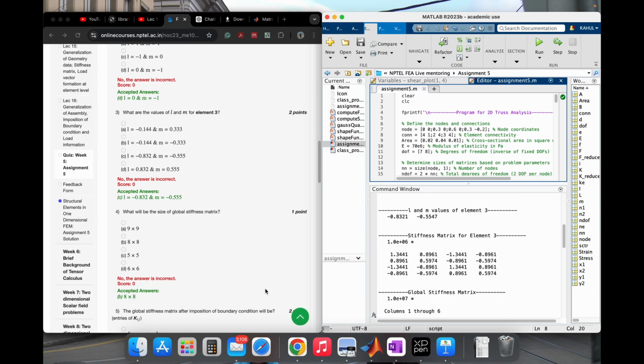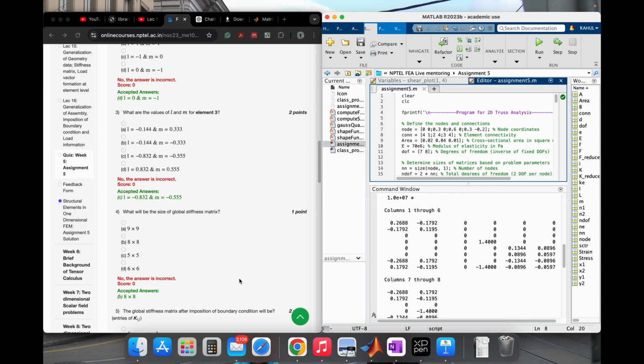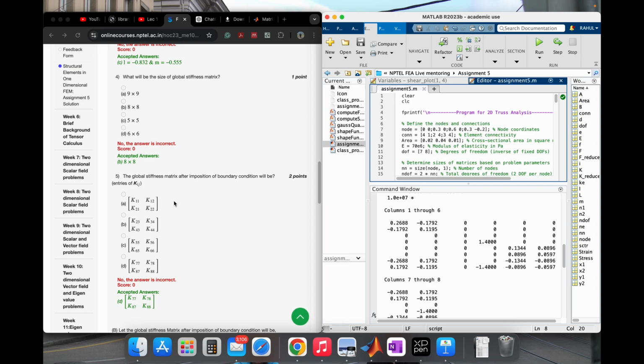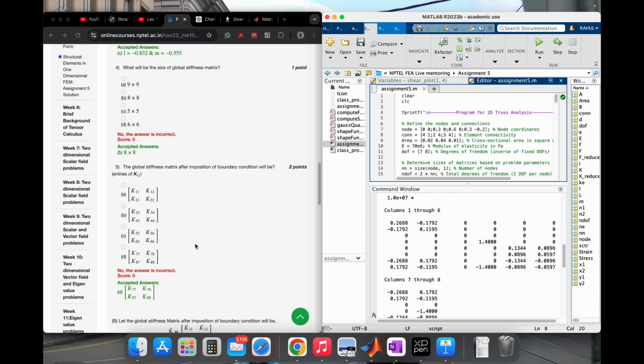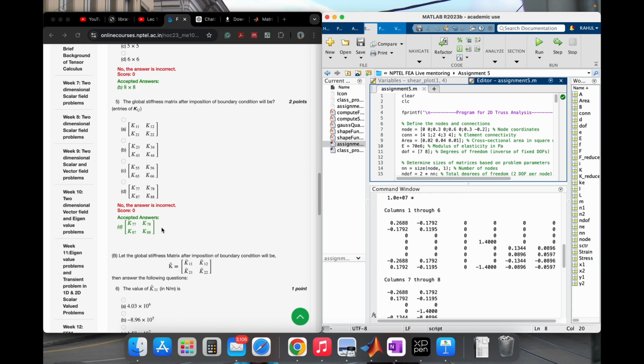Now it is asking what will be the size of the global stiffness matrix. Here we can see that it should be 8 by 8. Now it is asking what will be the global stiffness matrix after imposition of the boundary condition. This problem means that we have to find where to impose the boundary condition. It is clear that at node 4 we have to impose the boundary condition. That's why the answer will be D.